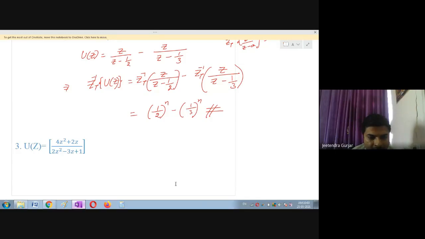Write it down. Next, find the inverse Z transform of U of Z is equal to 4Z square plus 2Z divided by 2Z square minus 3Z plus 1, students. Please solve this example. Same steps, similar partial fractions only we are going to do here also. Yes, students, try yourself.